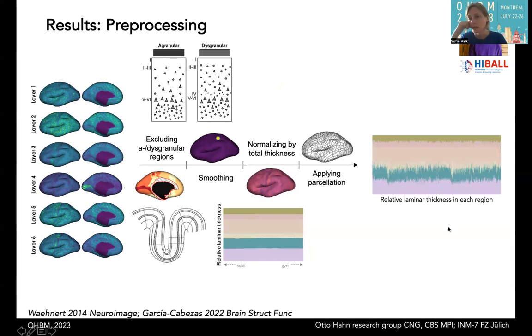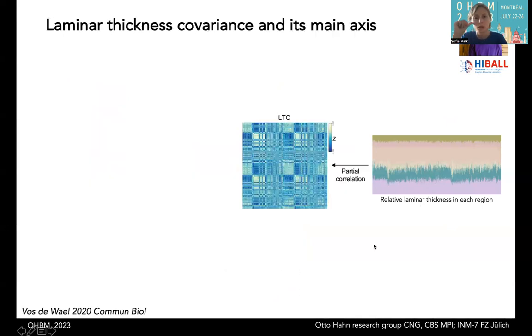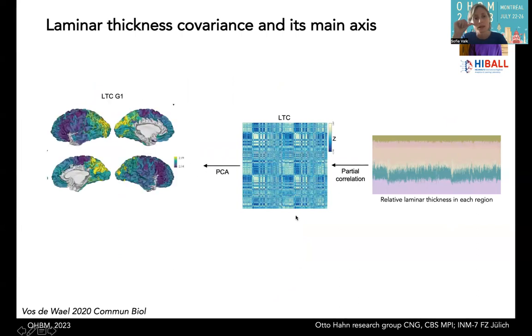And you see there's quite a variation here across the cortex, but also potentially some similar profiles. So with this data, we performed a partial correlation, generating a laminar thickness covariance matrix. And with that, we did a principal component analysis to find the main gradient of laminar thickness covariations, which shows this more rostral-caudal pattern between blue and yellow, as you see here. And if you order the laminar thickness profiles across this axis, you will find this beautiful organization here.